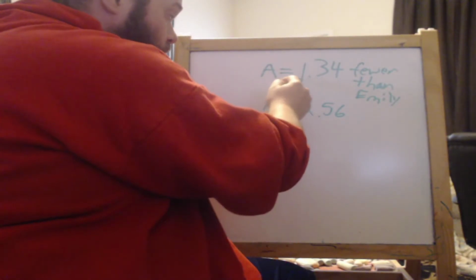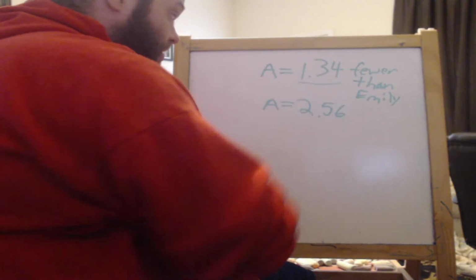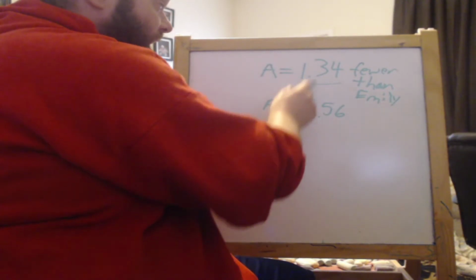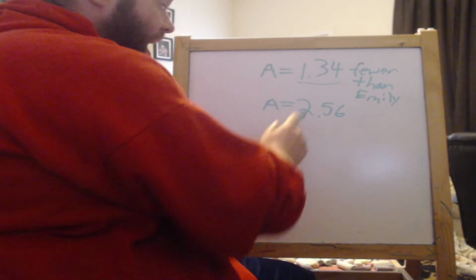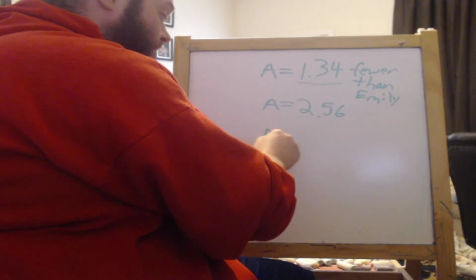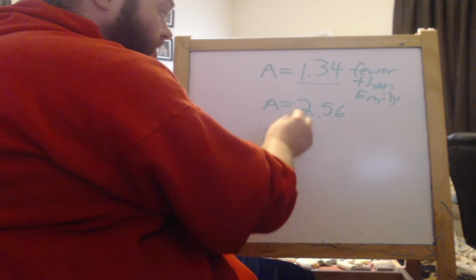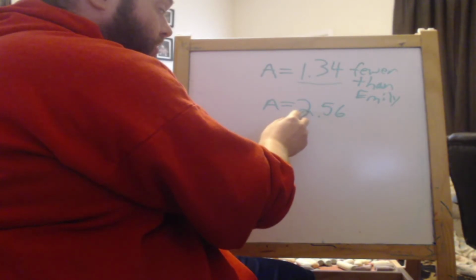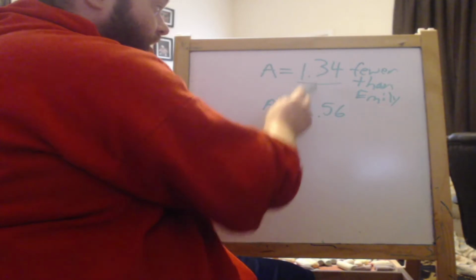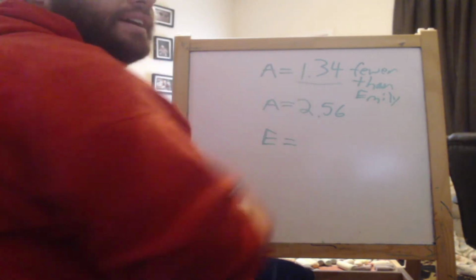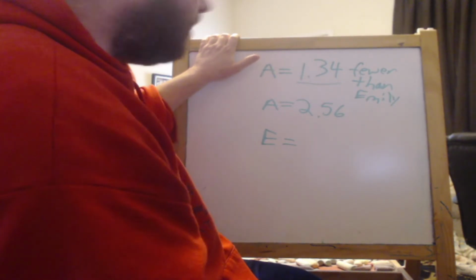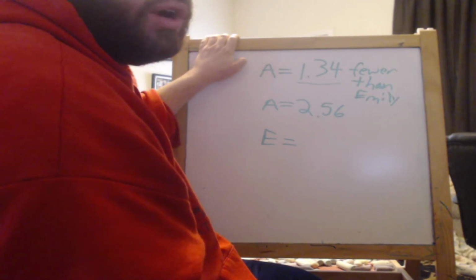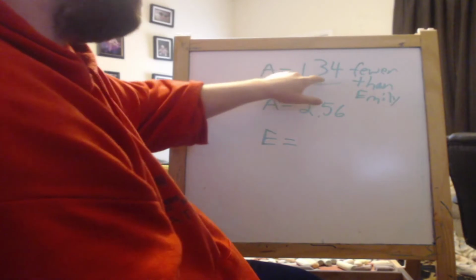So if Alyssa walked 1.34 fewer miles than Emily, and she walked this amount, all we're doing is adding. Okay? This is like a comparative problem. So we're adding these two numbers because they're asking for Emily, who walked this amount, as much as Alyssa, and then plus an extra 1.34. Now, we know that Emily walked more because it said Alyssa walked this amount fewer.